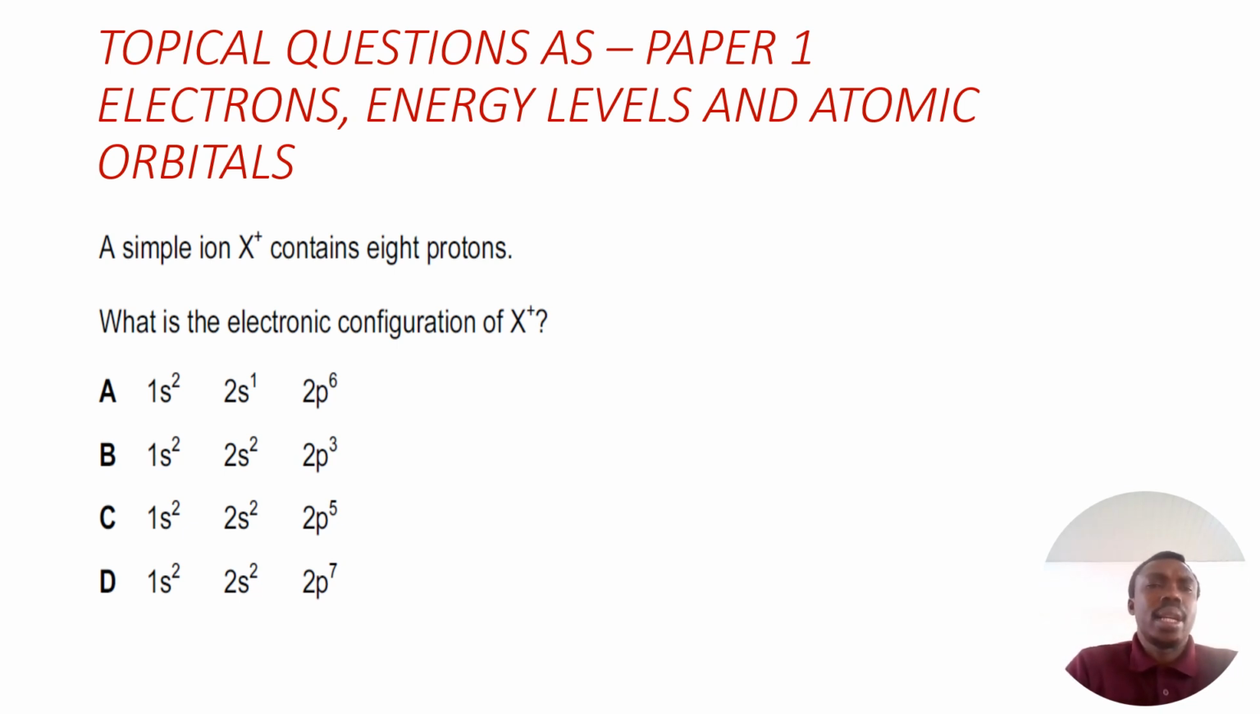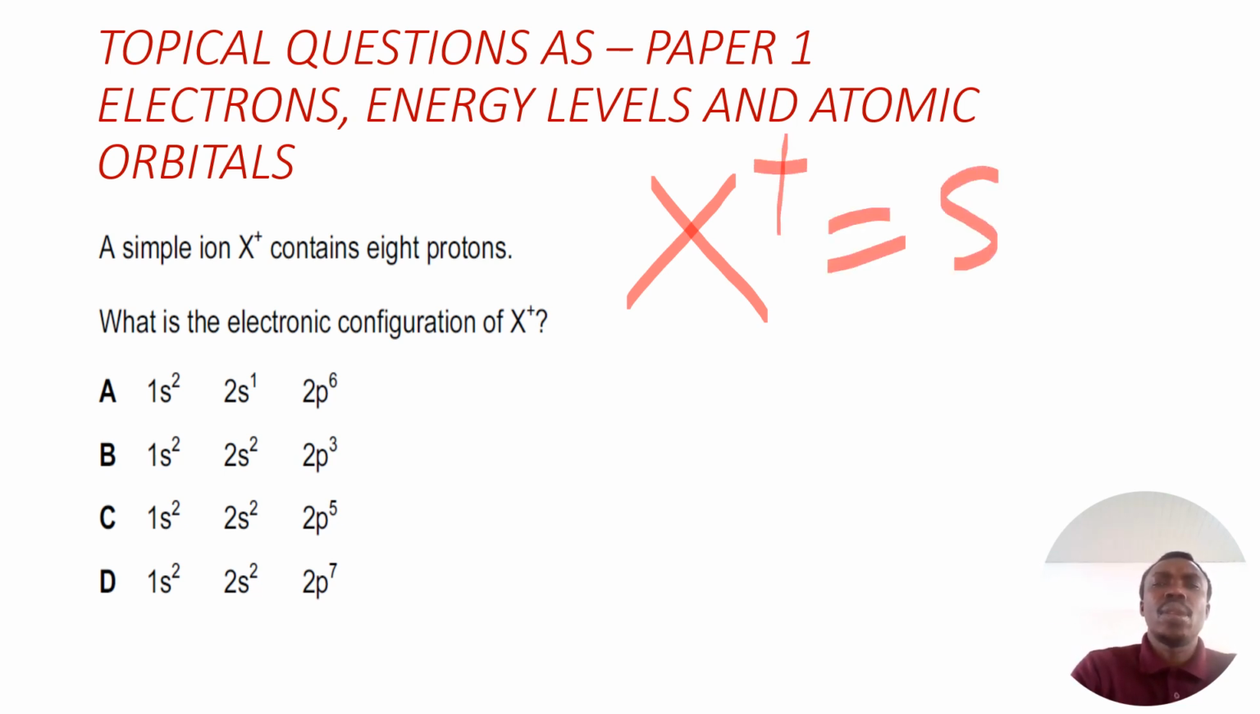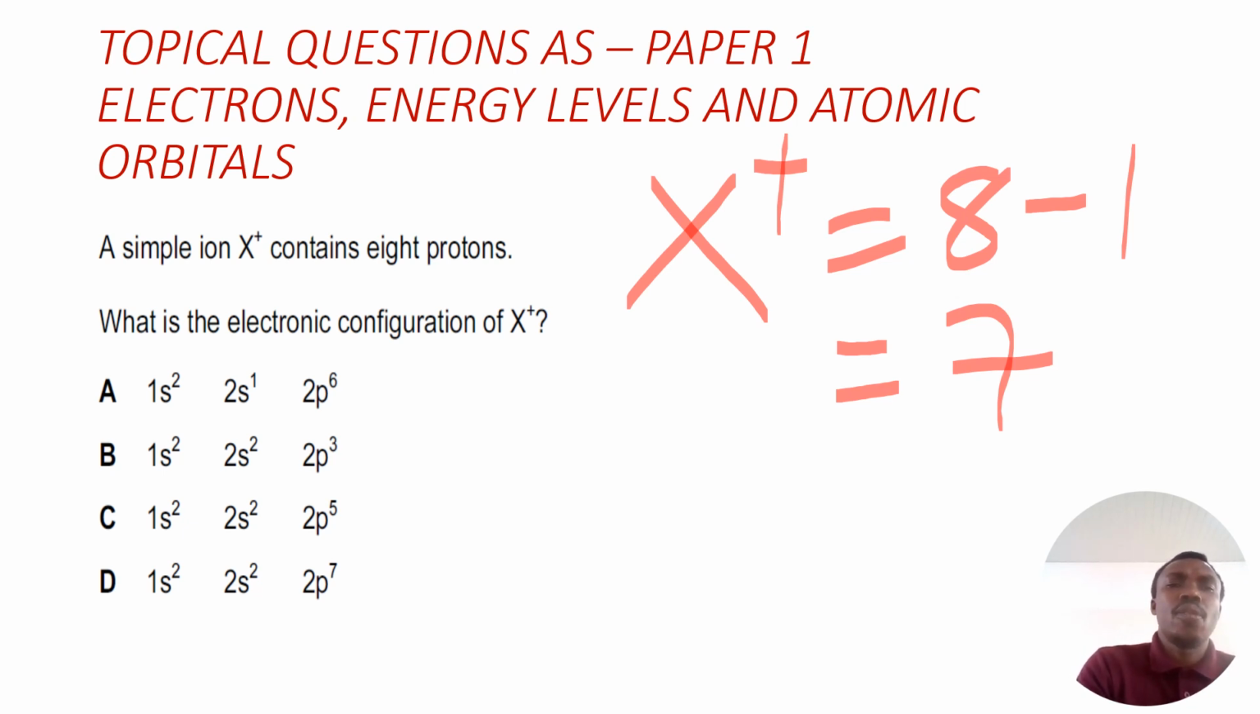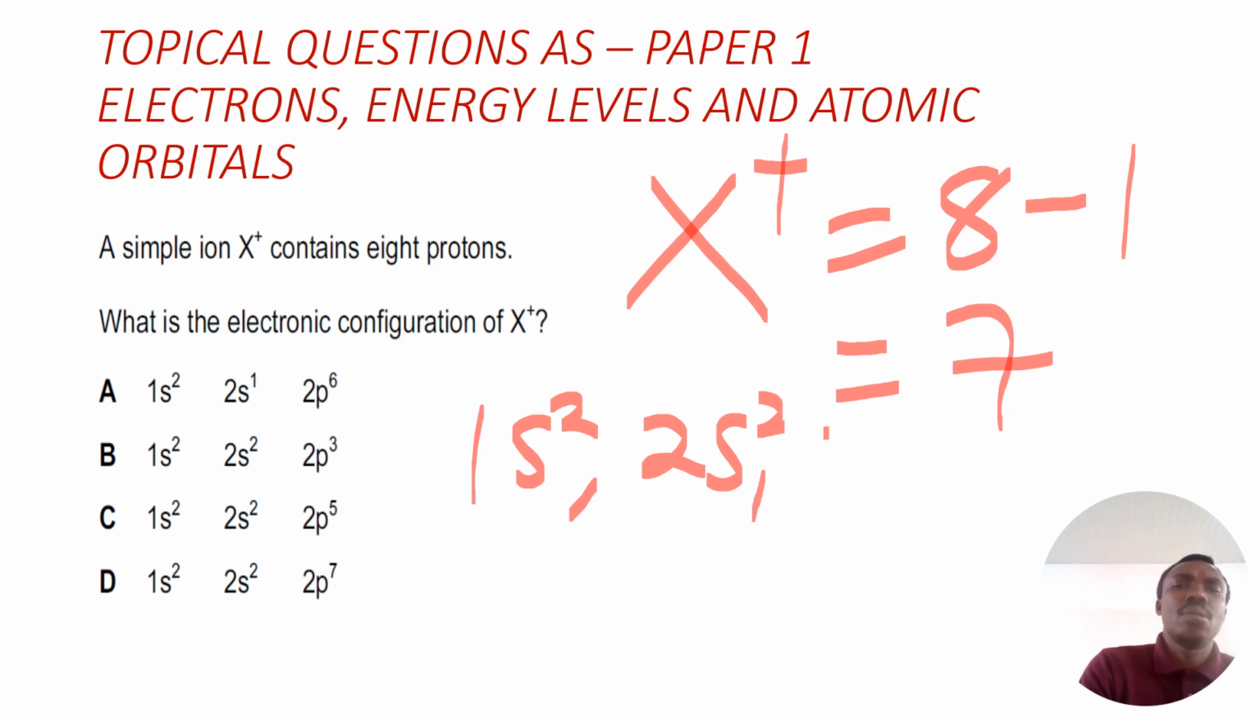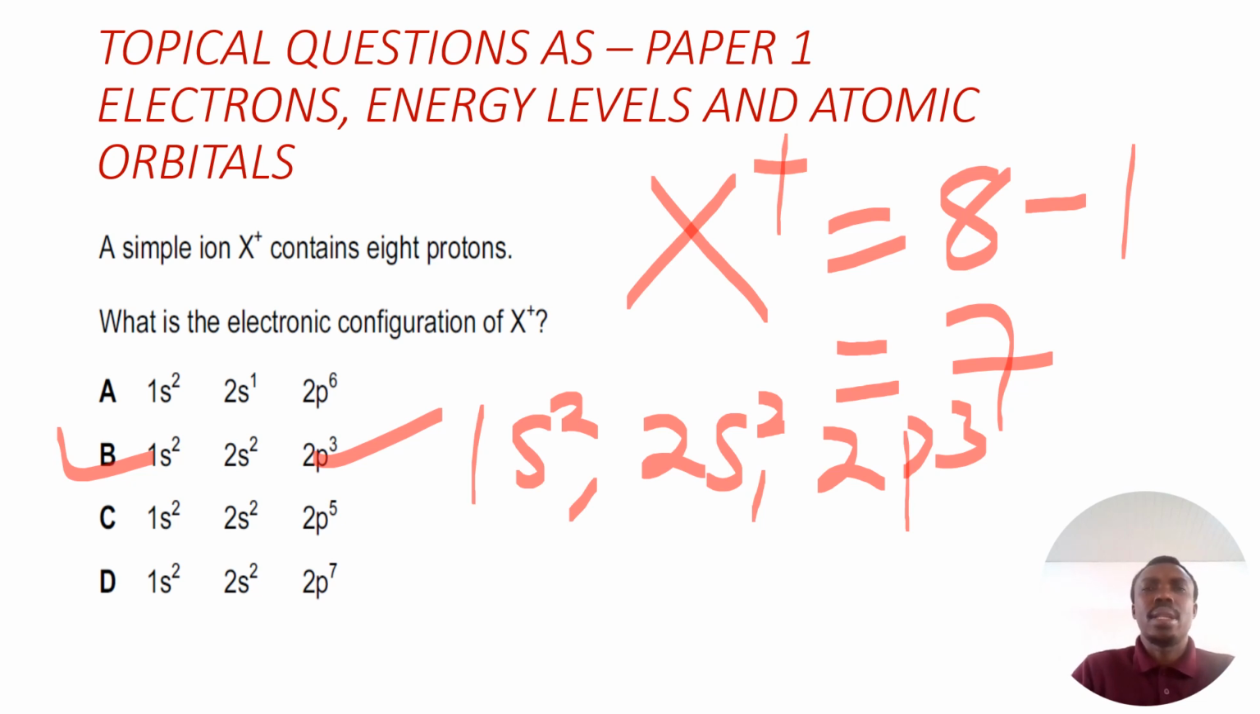So the next question is a simple ion. X contains 8 protons. What is the electronic configuration? So with a positive charge, that means there's loss of 1 electron. So the number of electrons will be 8 minus 1. That's the number of protons minus the charge. So the number of electrons will be equal to 7. So the electronic configuration will be 1s2, 2s2, then 2p3. So the correct answer to this question is B. So as you can see, it's as simple as A, B, C.